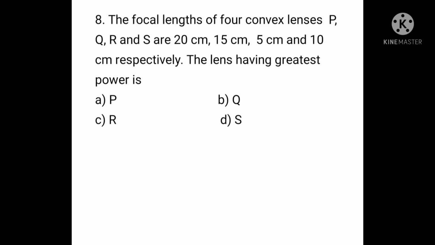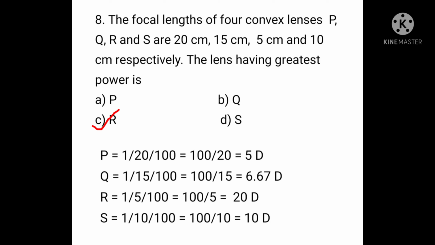Question number 8. The focal lengths of four convex lenses P, Q, R and S are 20 cm, 15 cm, 5 cm and 10 cm respectively. The lens having the greatest power is option A, P, B, Q, C, R, D, S. Here the correct answer is option C, R.